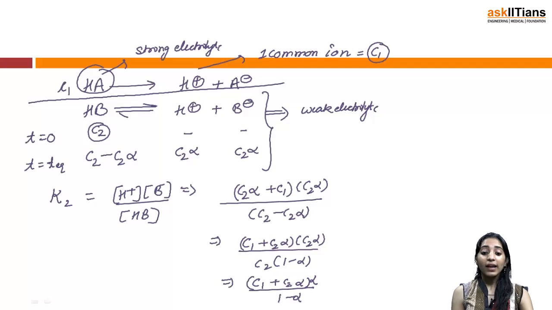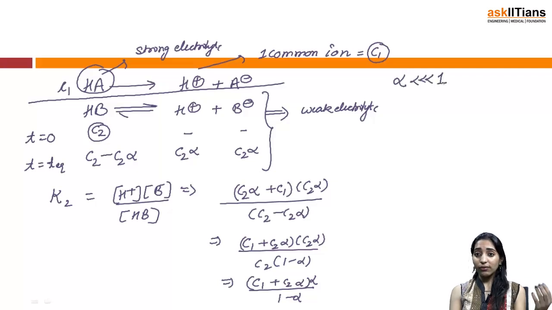Now whenever we have to find out what is the concentration of H positive in the solution, since we are going to find what is the pH of the solution, I can say that the alpha value is very less than 1.